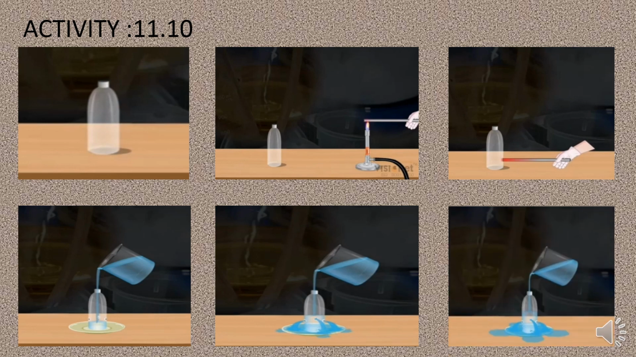So however much water the first hole is letting out from the bottle, the same amount of water is coming out from the other holes also. So it means from all sides, the liquid is exerting the same pressure on the sides of the bottle. Because of that, the water is coming out from the holes.